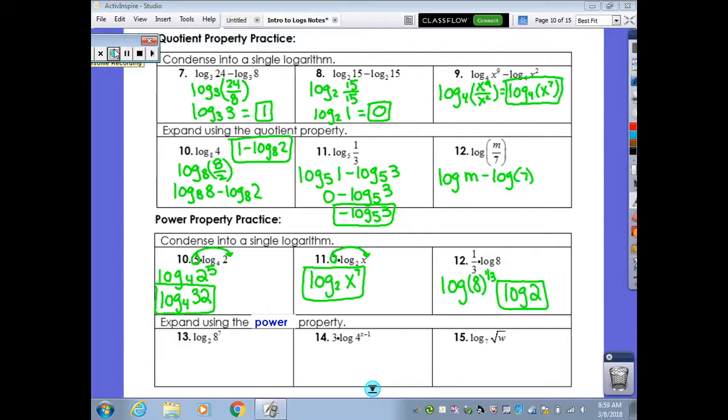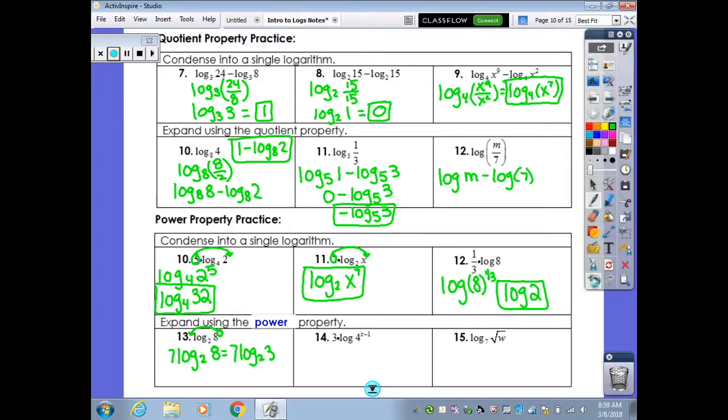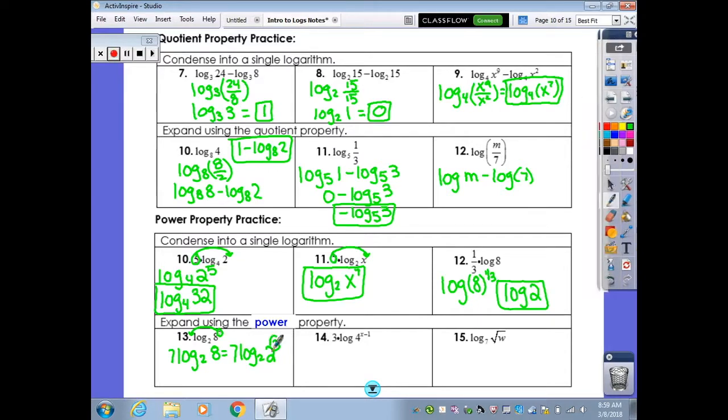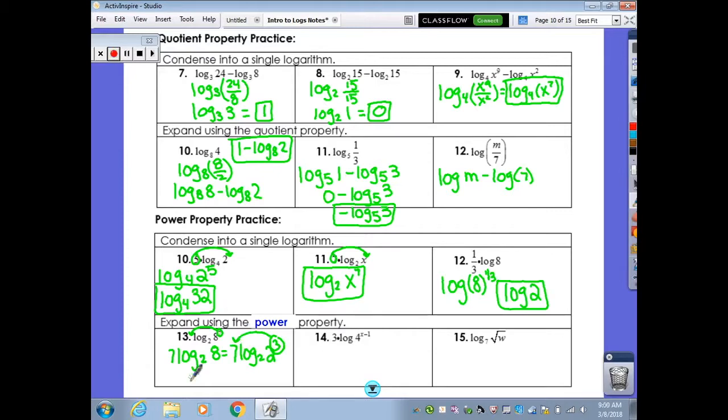This is what you should have gotten as your answer. And now for the last few. Expand using the power property. We can bring this out over here. This can become 7 log base 2 of 8, which we can break this down even more because we know 8 is equal to 2 to the 3rd, which now we can bring this to multiply with the 7, and we get 21 log base 2 of 2, which we know this will all be 1, and we're left with just 21 as our answer.